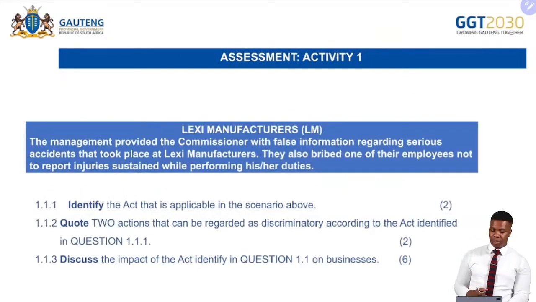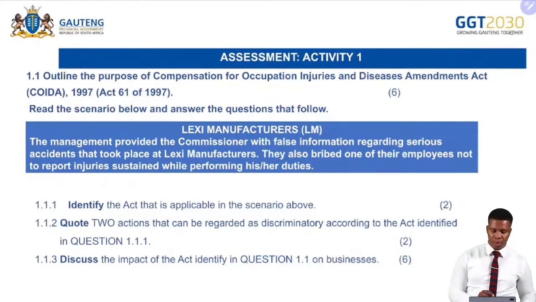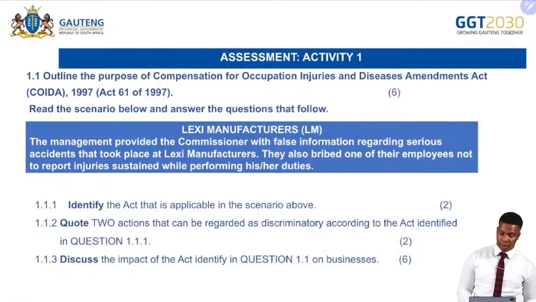Now, we have an activity. Let's look now into our question. Remember, we have 1.1, outline the purpose of compensation for occupational injuries and disease act. Now, we'll be looking into 6 marks for that, and then we have to read the scenario below and answer questions that follow. We have Lexi manufacturers.